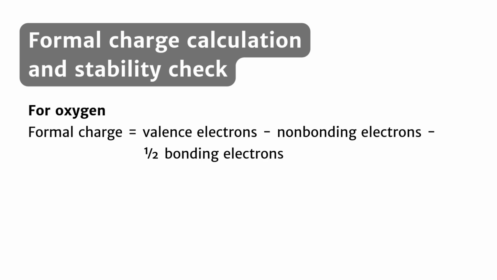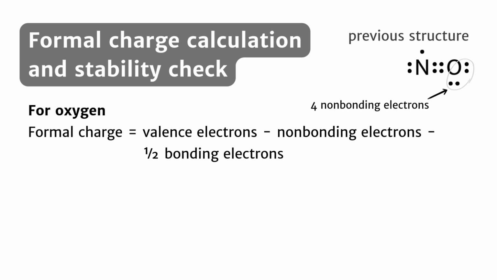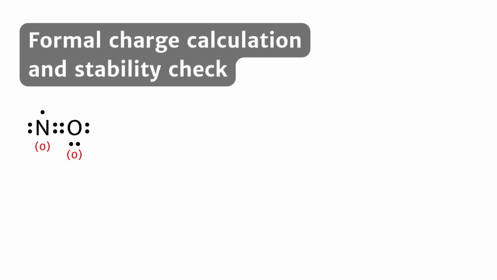For the oxygen atom, valence electrons equals 6, non-bonding electrons equals 4, and bonding electrons equals 4. So, the formal charge will equal 6 minus 4 minus half multiplied by 4, which also equals 0. The formal charges on the nitrogen and oxygen atoms are indicated on the structure, and it is evident that both atoms have a formal charge of 0. Hence, this structure can be considered the final stable Lewis structure of NO.